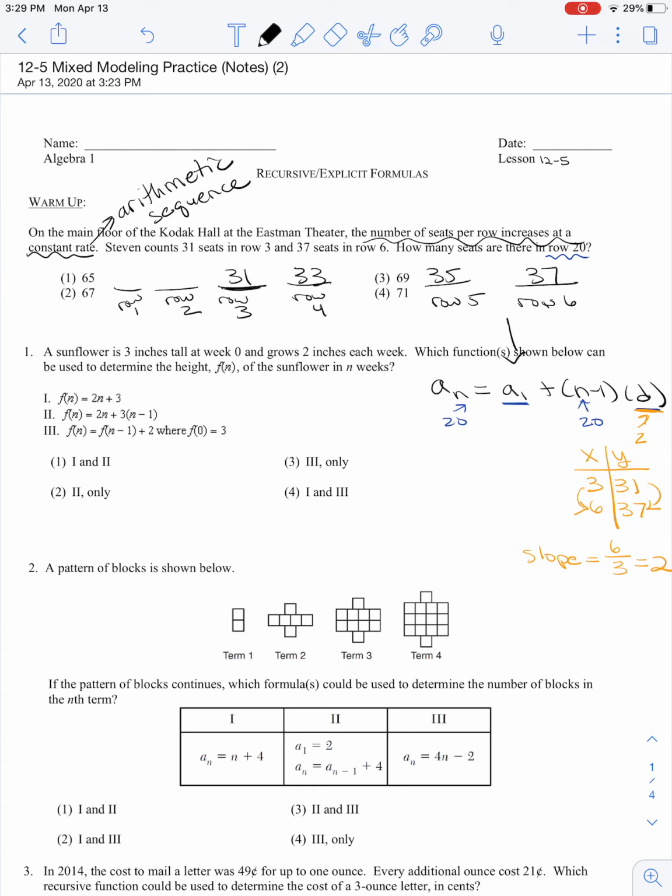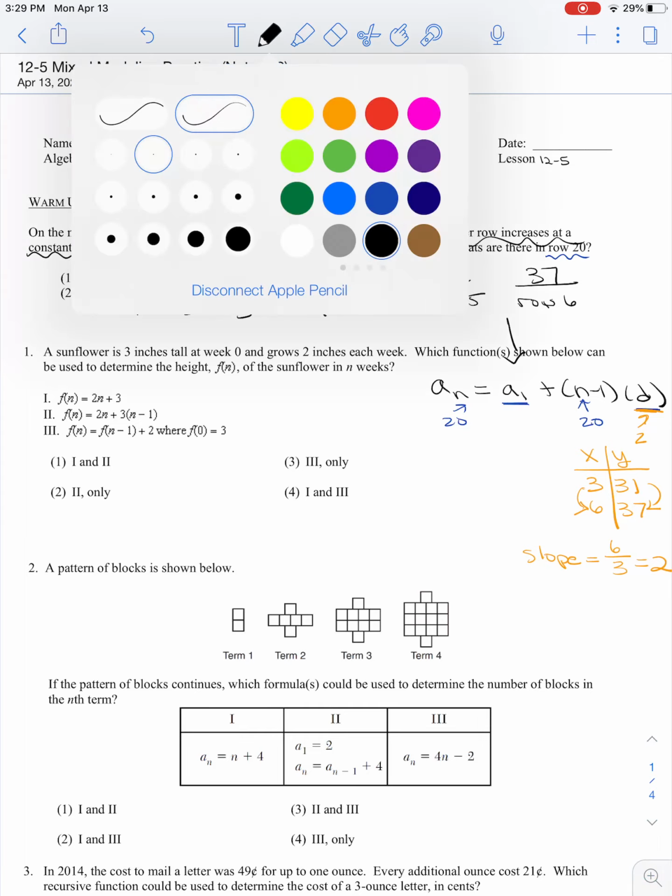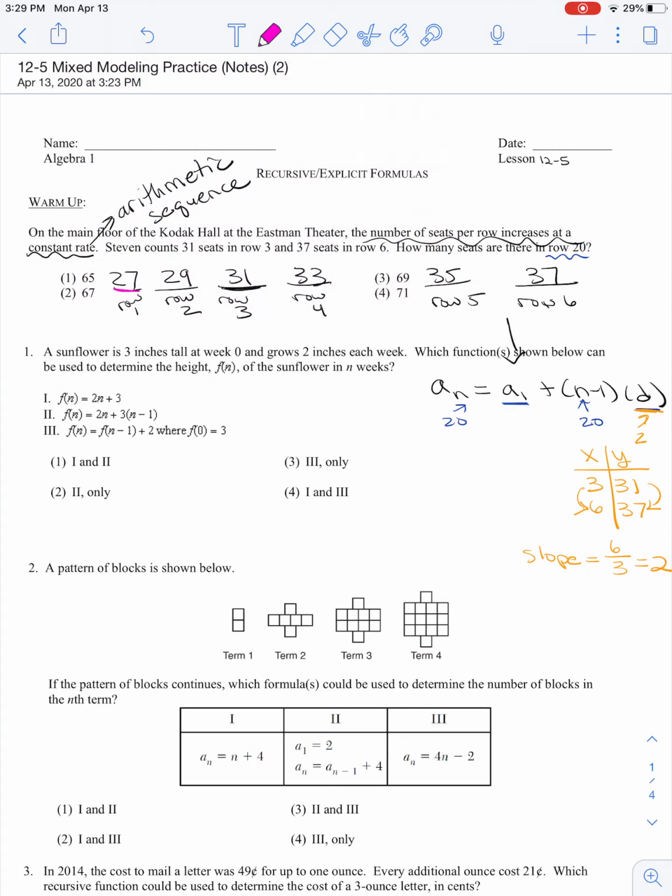So if I want to work backwards now to get to row 1, I'm going to subtract 2. So I'm going to start with the 31. When I subtract 2, I get 29. Then I'm going to subtract another 2 and get 27. So my first term in my sequence would be right here. It would be term 27.